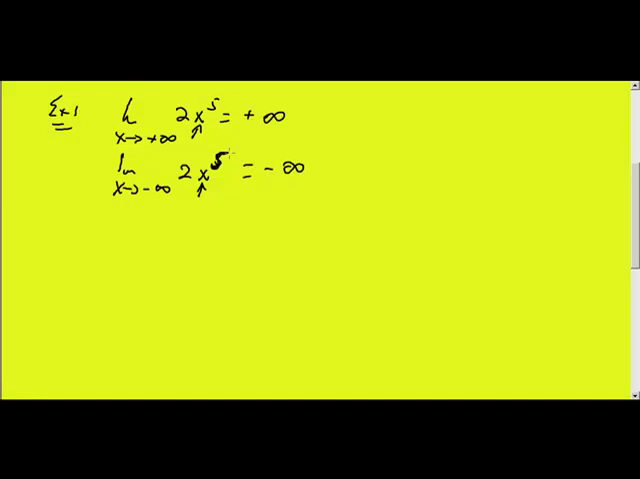And if you had a minus in front of that, then this will not be positive infinity, it'll be negative infinity. And vice versa, if you have a negative in front of that, this will not be negative infinity, it'll be positive infinity.